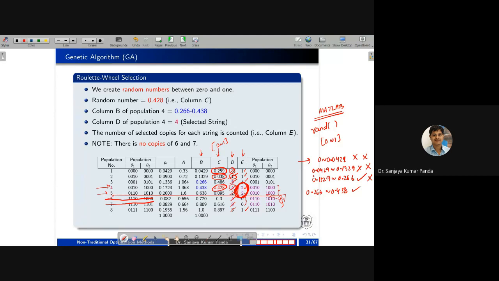Is it okay? Have you understood this one? Or if you have any question, you can ask.